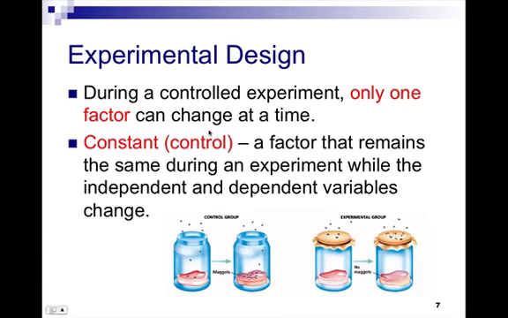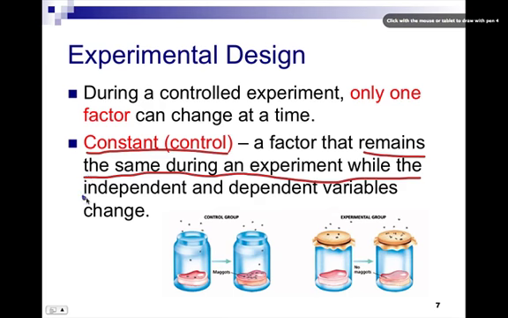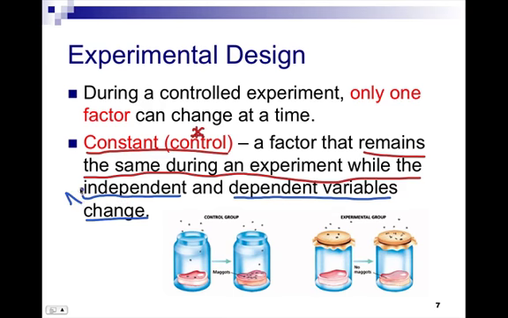So the control, or sometimes called constant, is a factor that remains the same during an experiment, while here's what changes: the independent and dependent variables change. So the control, once again, always stays the same. These two are what we're going to change.